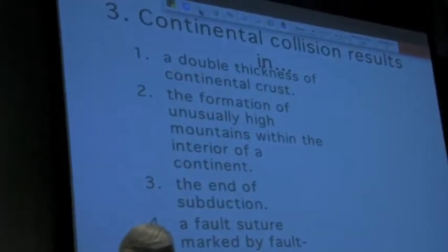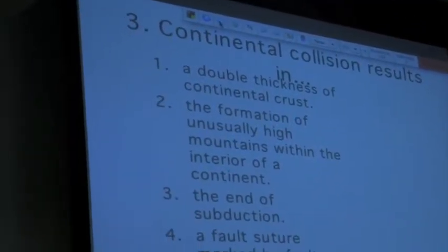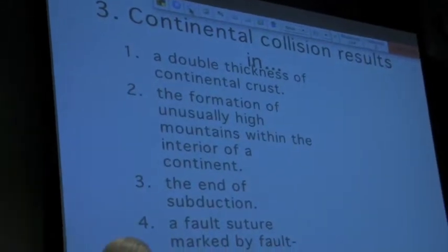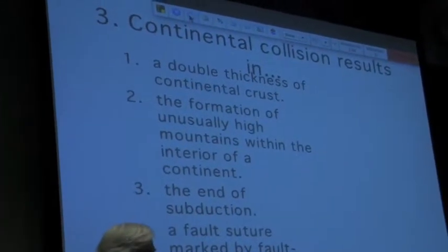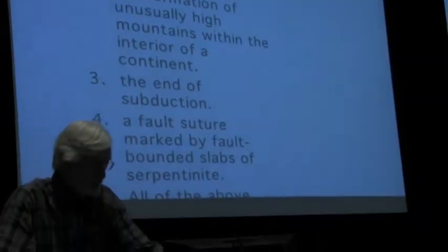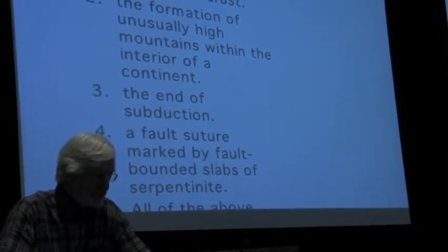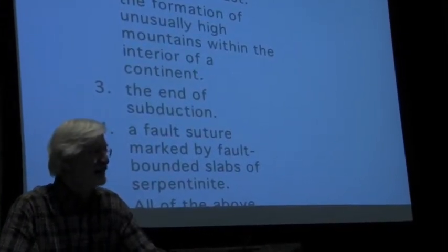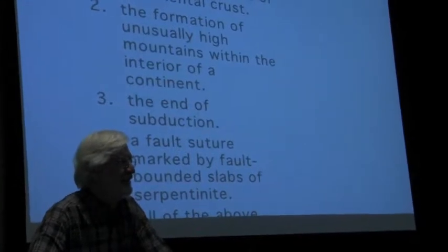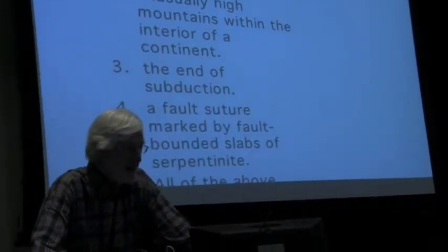Oh, goodness, this looks funny in an old font. A continental collision results in a double thickness of continental crust, the formation of unusually high mountains within the interior of a continent, Himalayas. The end of subduction takes a while. A fault suture marked by fault-bounded slabs of serpentinite. What do I call it? Spirit of oceans past. And 5, all of the above.